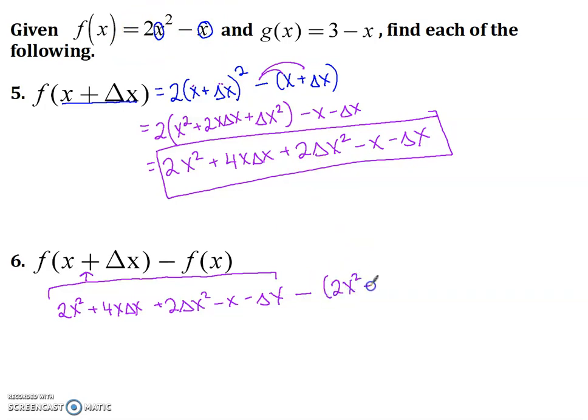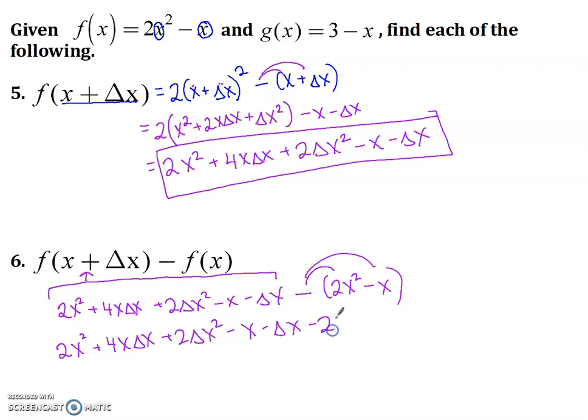Make sure when you're subtracting something, if it's more than one term, you're going to have to distribute that negative. So this will be 2x squared plus 4x delta x. That first part isn't changing. Then I'm going to have minus 2x squared, and this is going to switch to a plus x. It's probably going to save you a step if you can, when you're subtracting, just go ahead and distribute the negative, which will just change the sign of that second term.